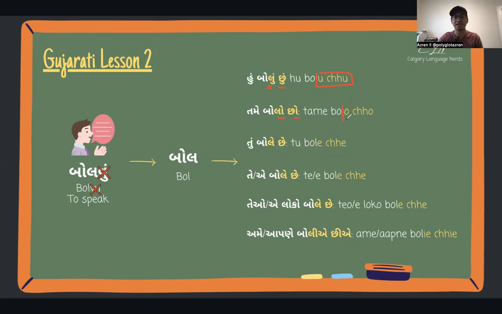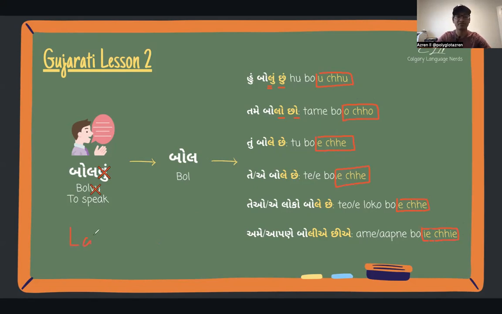I'll circle the English lettering, right? Tu bole che, te bole che, teo bole che, ame apne bolie che. So for example, if we had a different verb, let's say we took the verb lakvu, right?